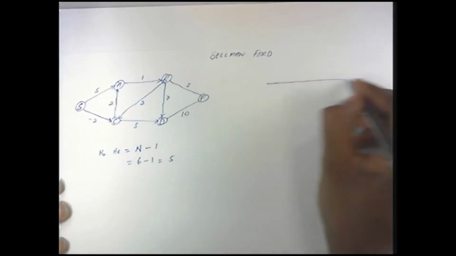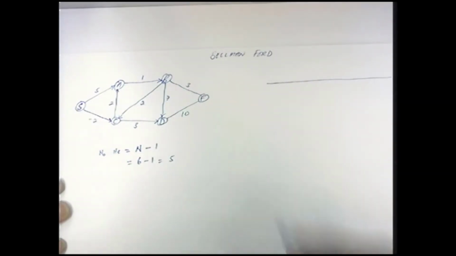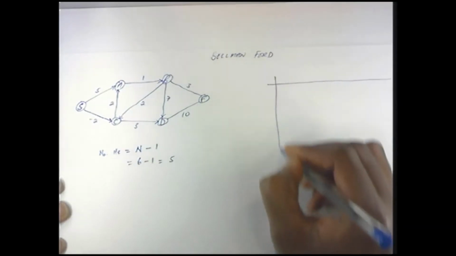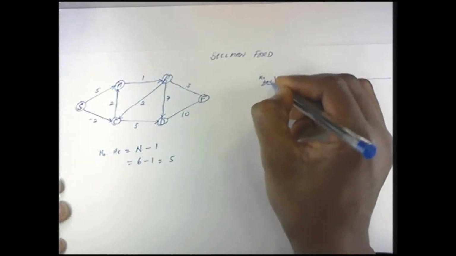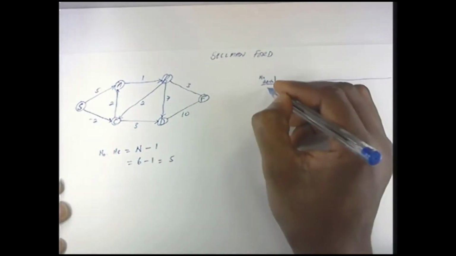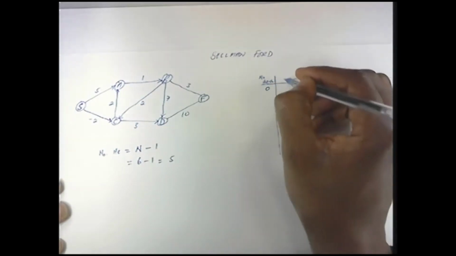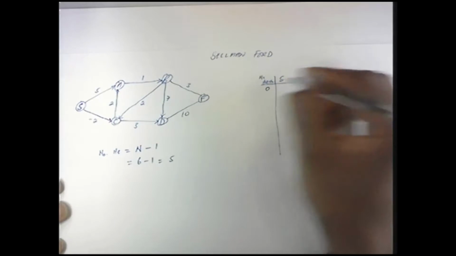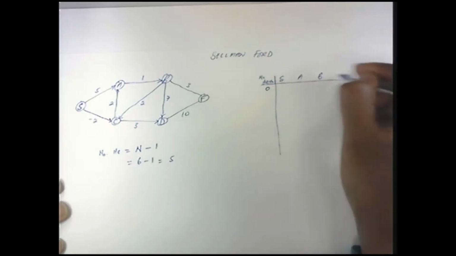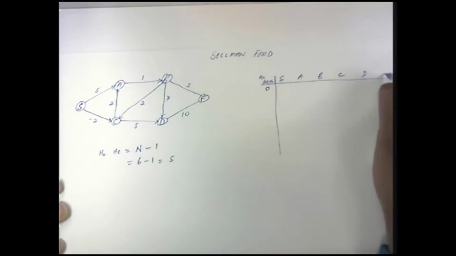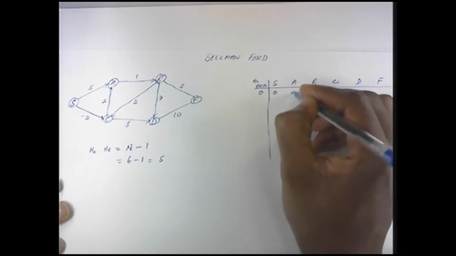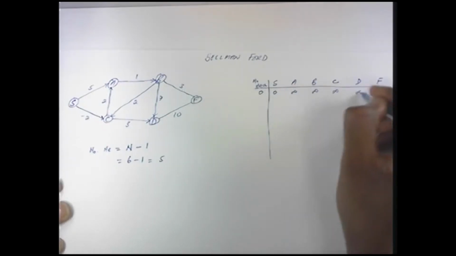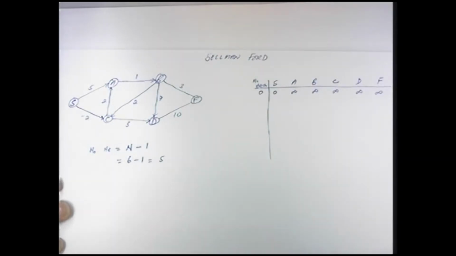I also draw my table, and this time around I have the number of iterations here. Of course, we have the initial one, 0. Then I have my nodes S, A, B, C, D, F. So just like in Dijkstra's algorithm, we are going to set the initial cost to every node as infinity. Of course, the starting node is 0.